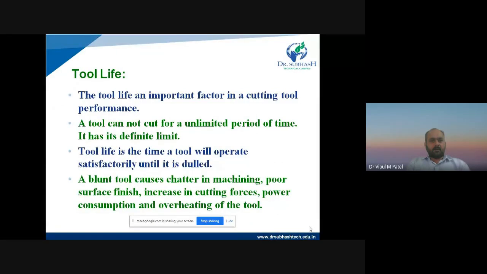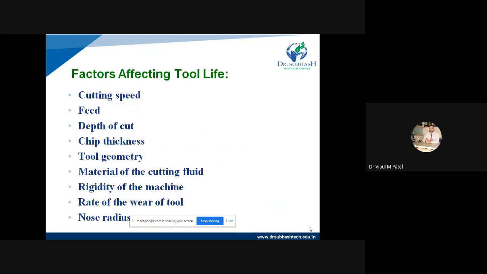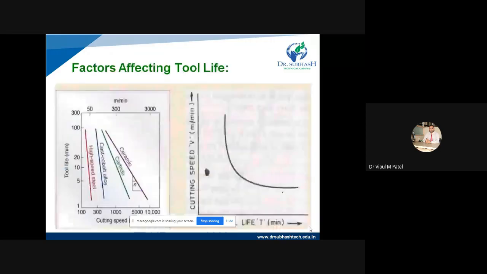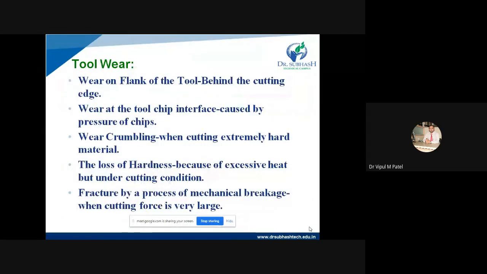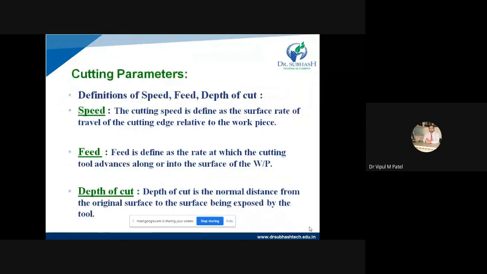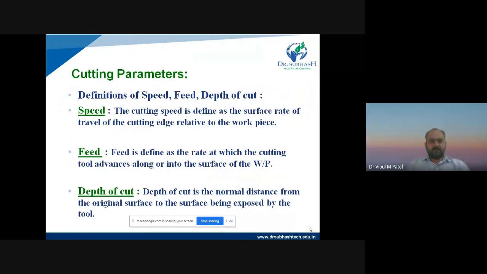Tool life. What is tool life? How many factors can affect the tool life? Listed over here. The graph of cutting speed versus tool life, the equation of the tool life. So for particular operations, how can we find the tool life? Tool wear, and different cutting parameters like speed, feed, and depth of cut.